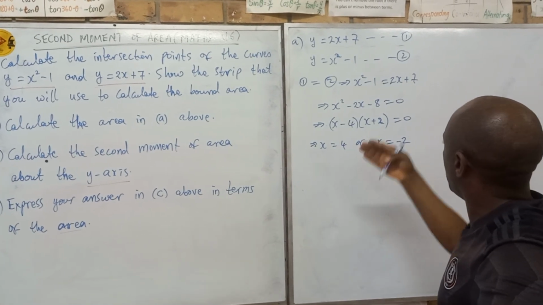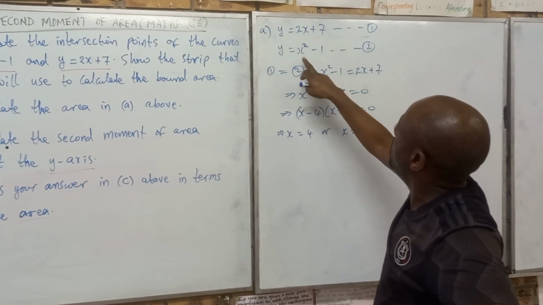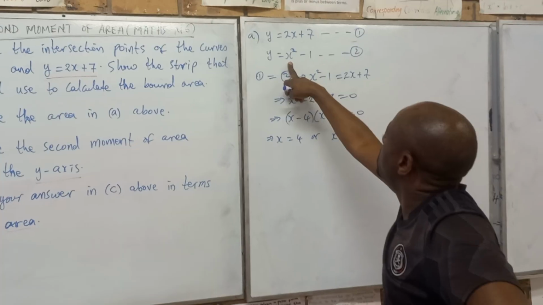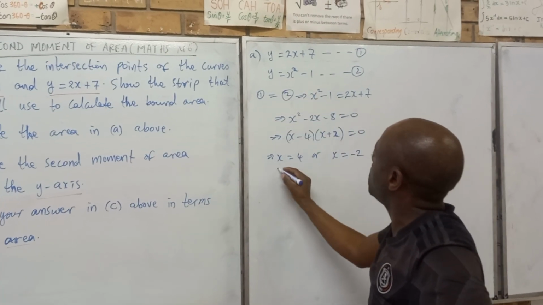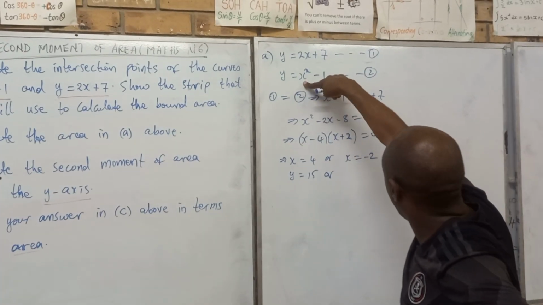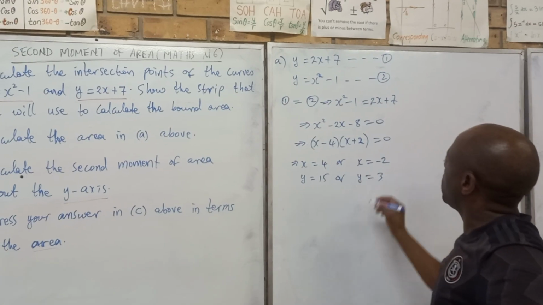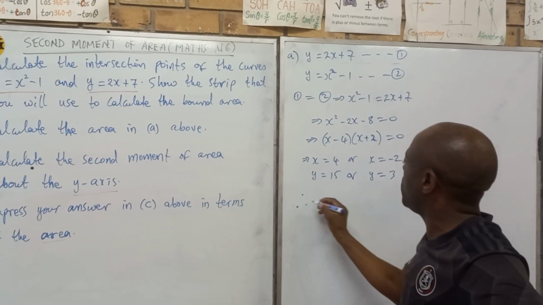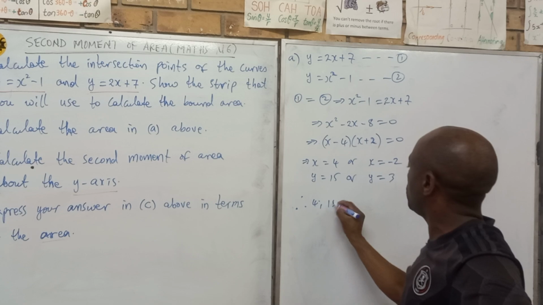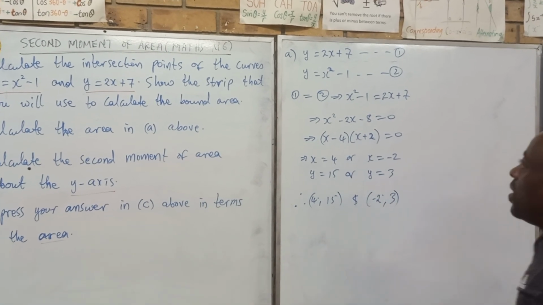Then if you calculate the corresponding y values, if you put x as 4 into any of the equations, 4 squared is 16. 16 minus 1 is 15. It means y is 15. Then if you use negative 2, squared is 4. 4 minus 1 is 3. So therefore our points of intersection are (4, 15) and (negative 2, 3).